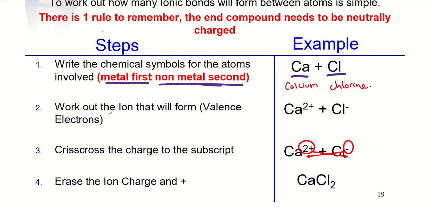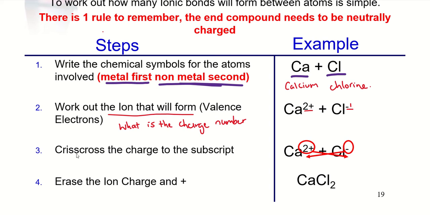The next one we have is work out the ion that will form. So you need to work out the charge number. So what is the charge number? To work out the charge number, you'll need to look at your periodic table. Remember, the group number will indicate what the charge number will be. Okay, so we find that calcium is 2 plus and chlorine is 1 minus.